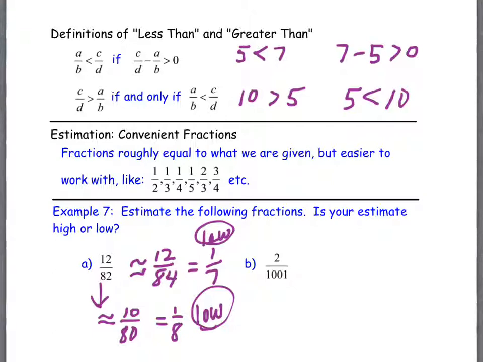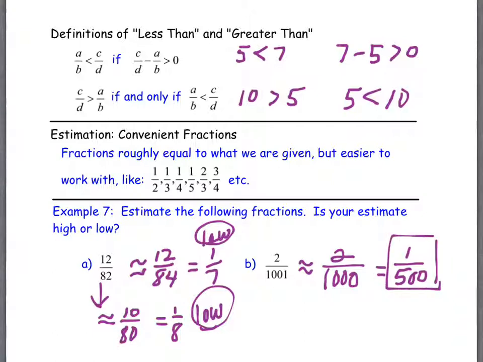How about 2 over 1001? This one has a really nice way of making it simpler. Any thoughts? 2 over 1,000. Yeah, I like putting it as 2 over 1,000 too. What is 2 over 1,000 going to equal? 1 over 500. So this would be an estimate. It's at least easier to think about than the first one, right?